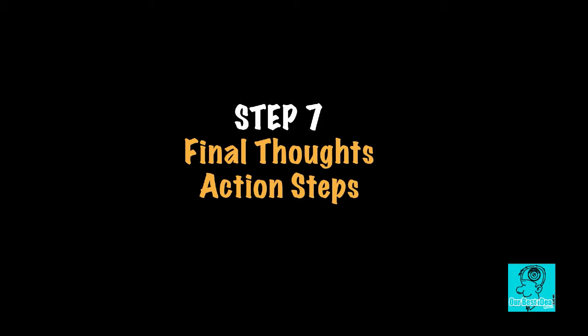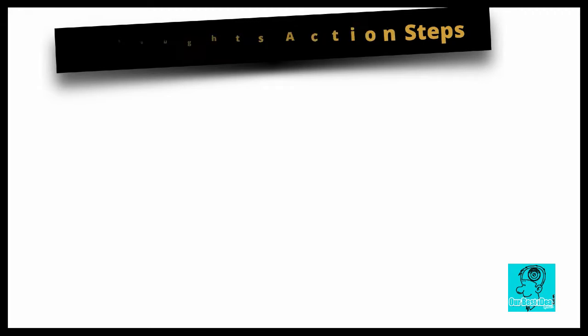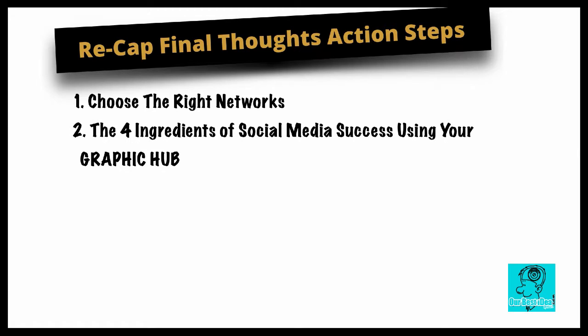Congratulations for making it to step 7. So just recap the action steps that you need to do to get to this point. We chose the right networks. So you went and figured out which social networks were good for your niche or in your business. You had the 4 ingredients of social media success using your graphic hubs.